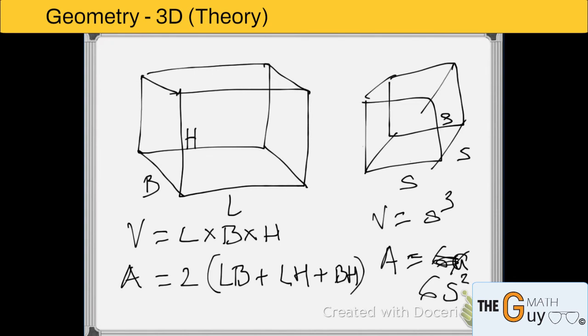Now the third thing, and the only other thing that you need to know for cuboid and cube, is how to calculate the length of the diagonal. The 3D diagonal starts from one corner of the room and ends at the exact opposite vertex. It's a 3-dimensional diagonal. To calculate this, you will need Pythagoras Theorem applied twice. The formula for this is D equal to square root of length square plus breadth square plus height square.